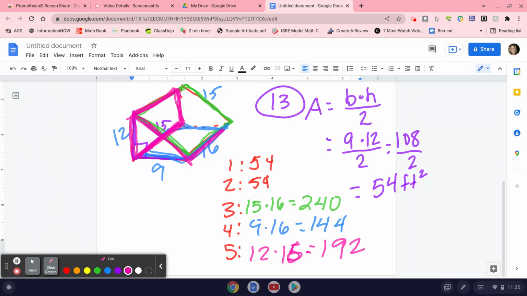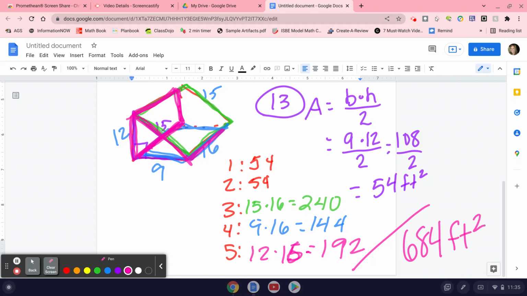Now that I have the area of all of the sides, what do I need to do? Add them together. I did have several people give me 54, 54, 240, 144, 192, and then add in correctly. Okay? So if you get all of the hard stuff right, take your time. And it was 684 square feet.